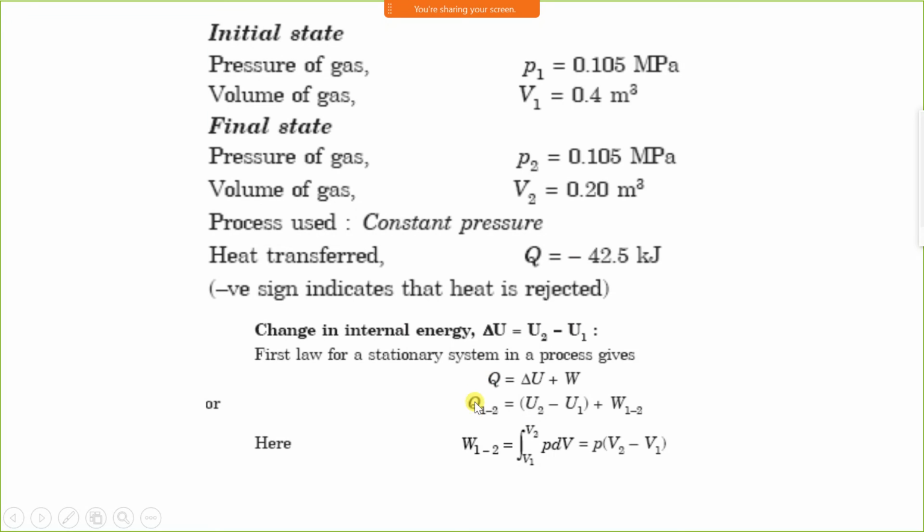Now the process 1 to 2 takes place, where volume changes from V1 to V2. Heat transfer from 1 to 2 is equal to U2 minus U1 plus W1-2. Now calculate work done. We know the formula: work done is equal to the integral of P dV, where dV is an elemental change in volume, and to calculate total work we have to integrate from point 1 to 2, that is from V1 to V2. If we integrate from V1 to V2, we get P times (V2 minus V1). We know the pressure, we know the change in volume.